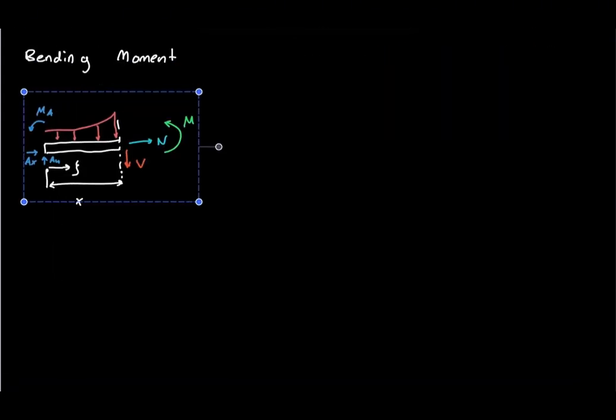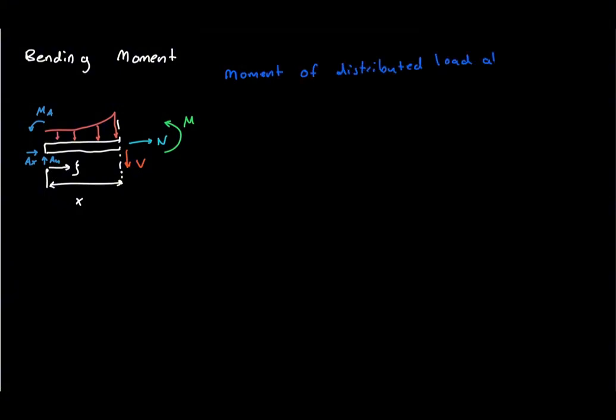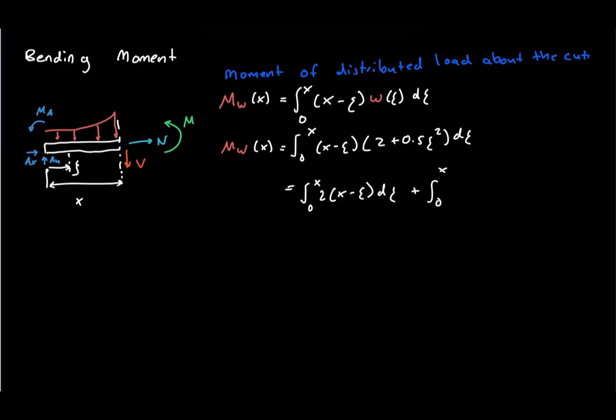Now we determine the bending moment. Instead of calculating a centroid, we calculate the moment of the distributed load directly about the cut. The lever arm of each tiny load element is x minus xi. We multiply the load by this lever arm and integrate over the isolated segment. Because the load contains a constant part and a quadratic part, we can again treat them separately.